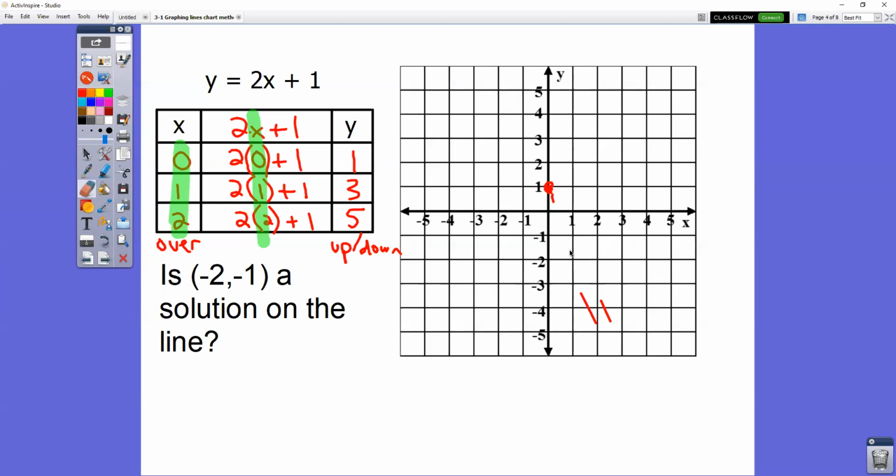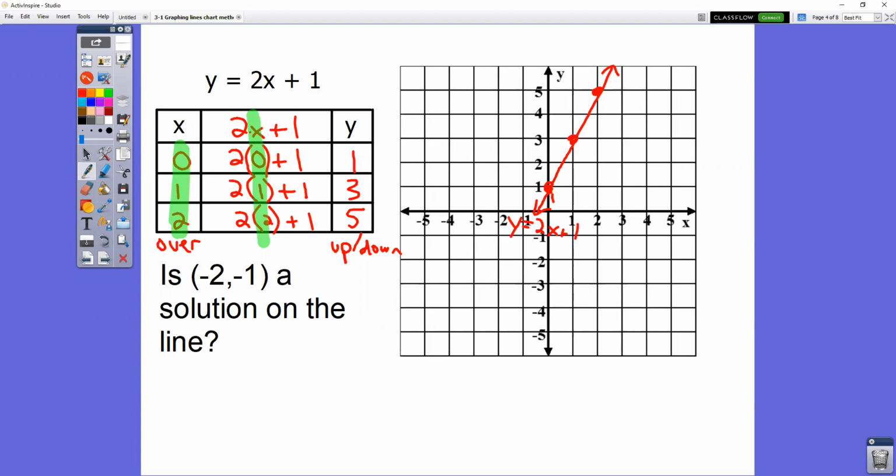Starting in the middle, 1, 3: over to 1, up to 3, put a dot. And 2, 5: starting in the middle, over to 2, up to 5, put a dot. Connect your dots to form a straight line. Again, remember, if it does not form a straight line, if it forms like a V shape, you did it wrong. And you should label your line.